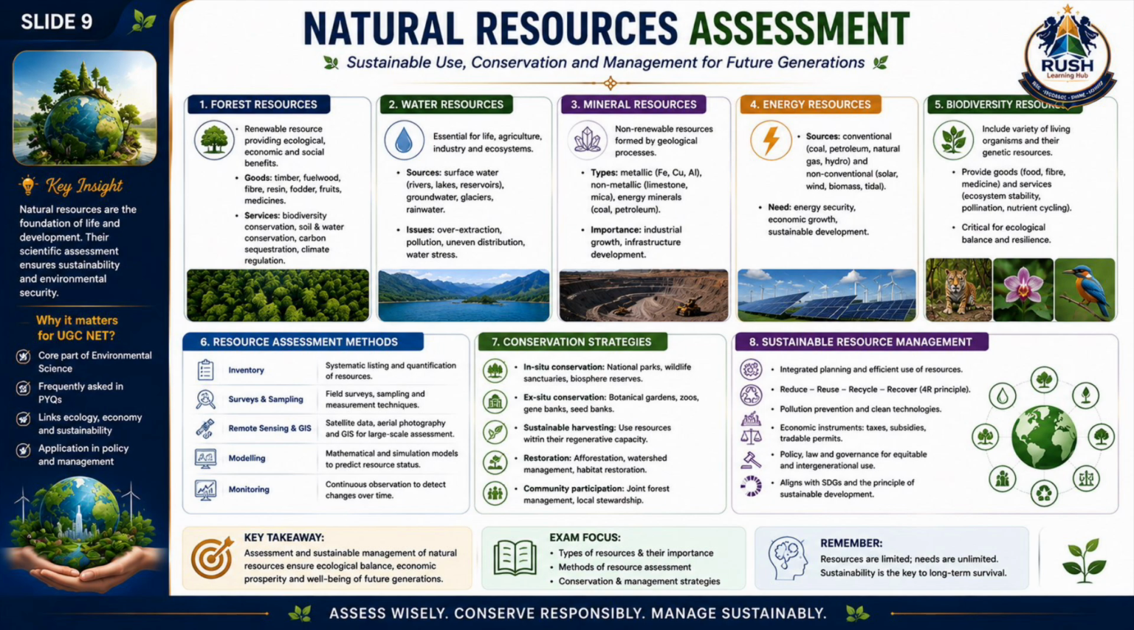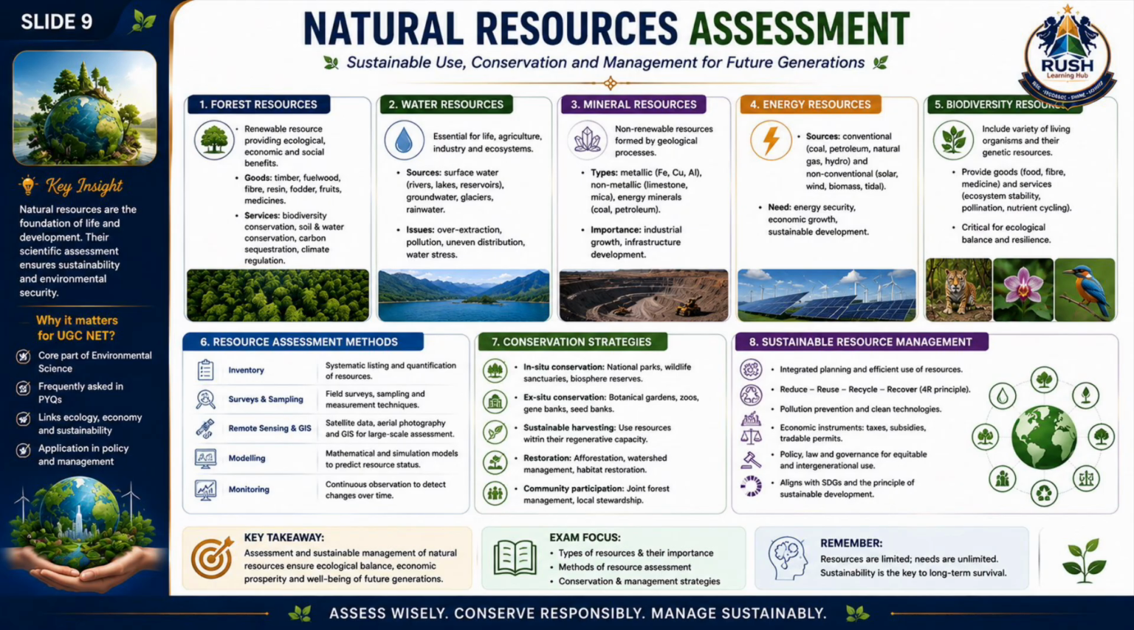Next, water resources. Water is an essential resource for life, agriculture, industry, and ecosystem functioning. Major sources of fresh water include rivers, lakes, reservoirs, groundwater, glaciers, and rainfall. Although water is renewable through the hydrological cycle, increasing demand, pollution, over-extraction, and climate change have created water stress in many regions. Sustainable water management requires conservation, efficient utilization, watershed management, and protection of water quality.